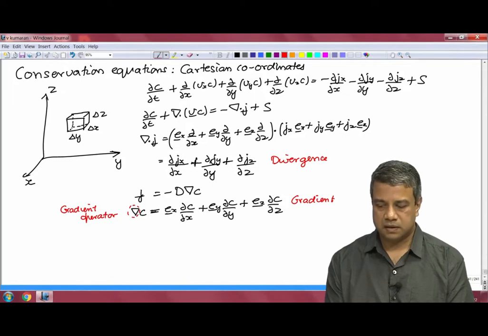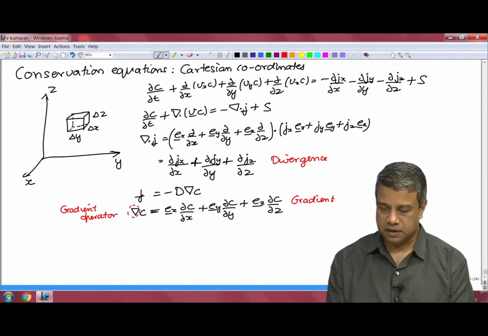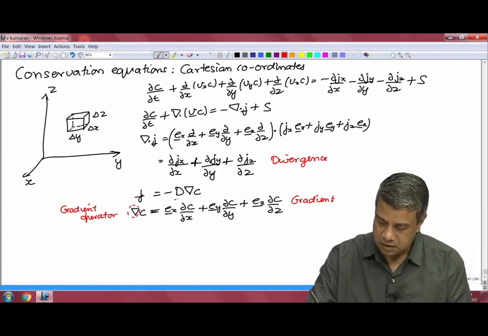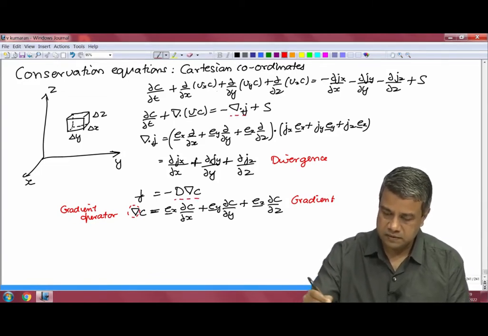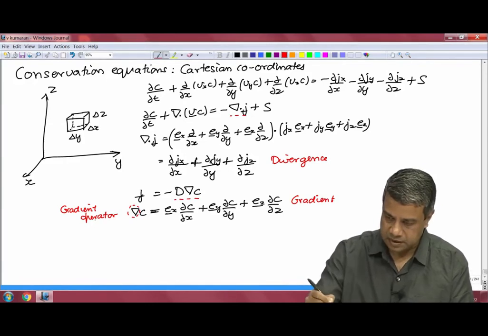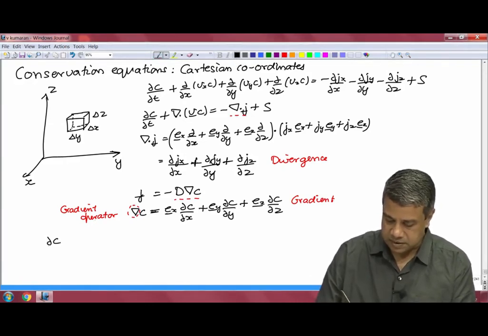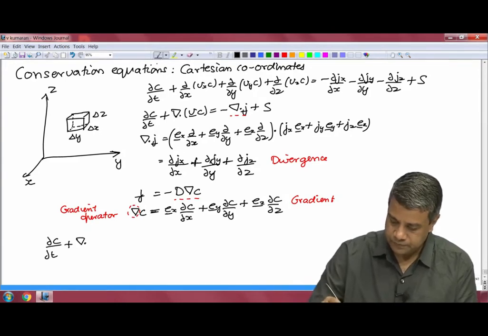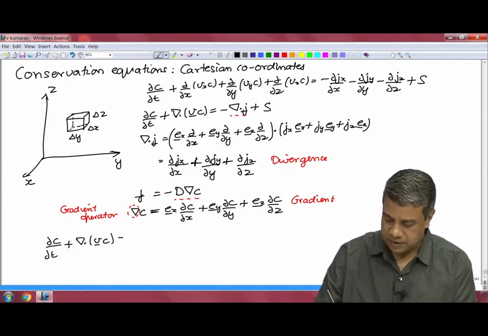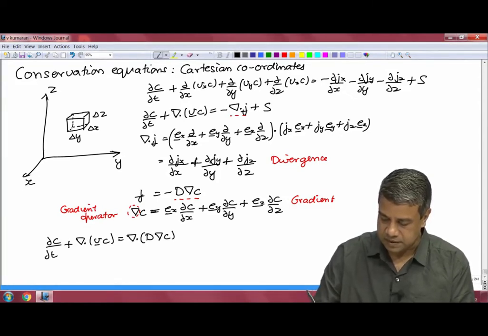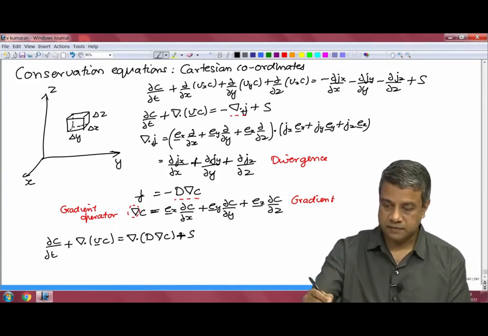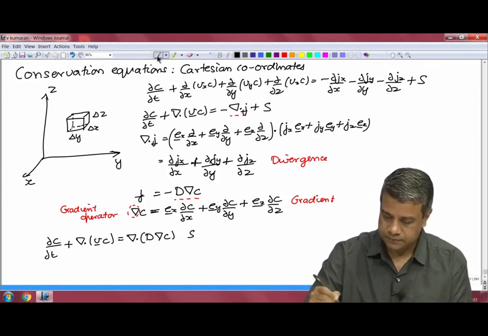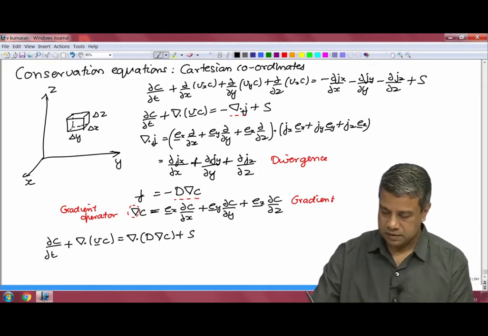So, those are the conservation equations, and if we substitute the constitutive relation into the conservation equation, we got the resulting conservation equation as partial C by partial T plus del dot V, okay, is equal to the divergence of d times the gradient of C plus S. This is in vector notation.